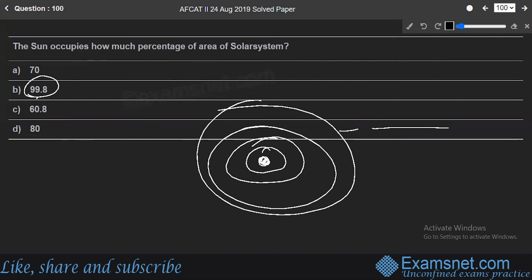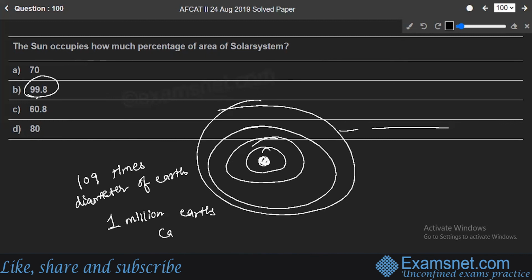It is by far the largest object known. It holds 99.8% of the solar system mass, and it's roughly 109 times the diameter of Earth, which is pretty big. That means about 1 million Earths can fit in one sun. That's amazing. So, looking at the options, B is the correct answer to the question.